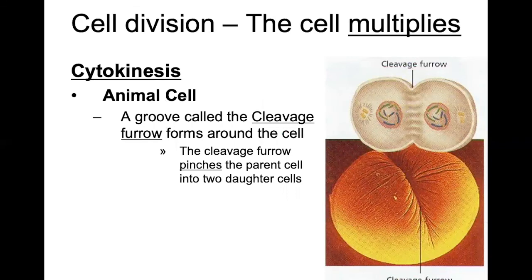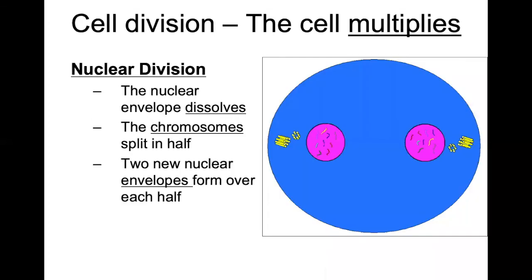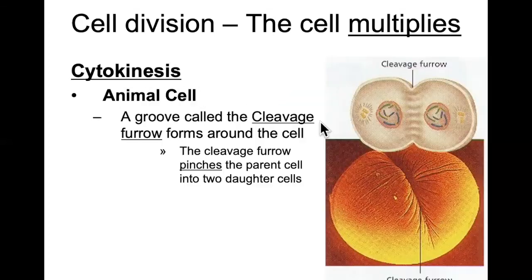And then the final step we call cytokinesis. This is separate from mitosis. Mitosis was all about getting the DNA separate. Cytokinesis is all about splitting the cell in half. Animal cells and plant cells are going to do this differently. We talked about this in vocab as well.